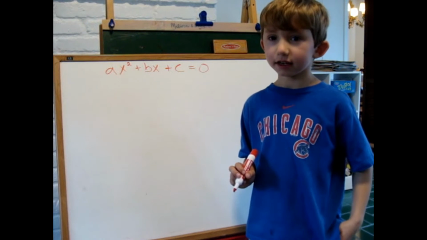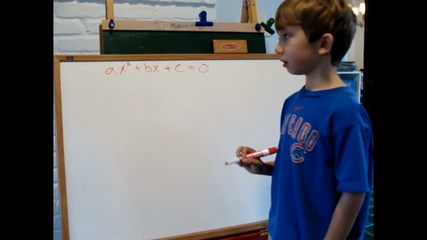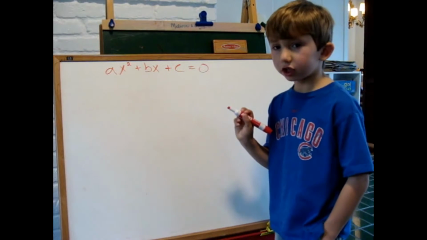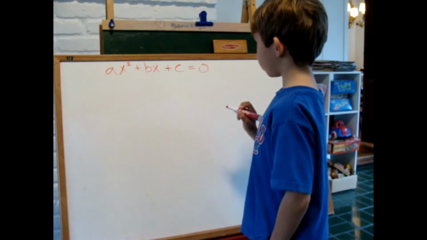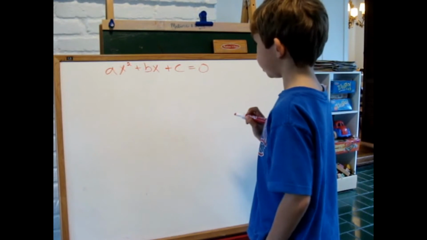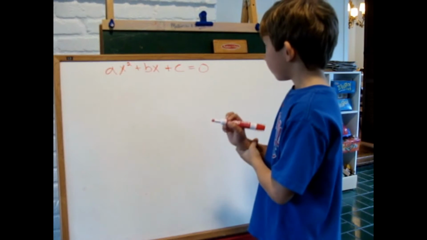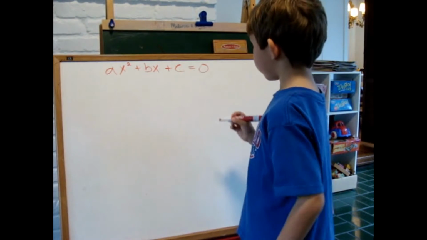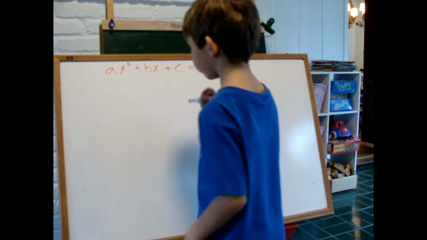Hi everybody. Today we're going to solve another quadratic equation. Consider the general case: ax squared plus bx plus c equals 0. First, we divide everything by a and move the constant term to the right side of the equation.